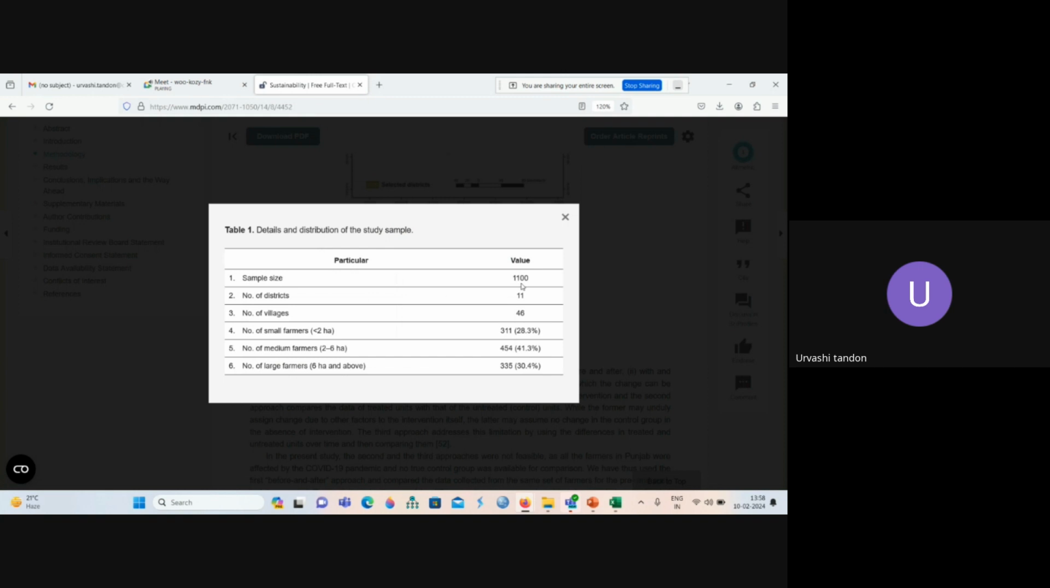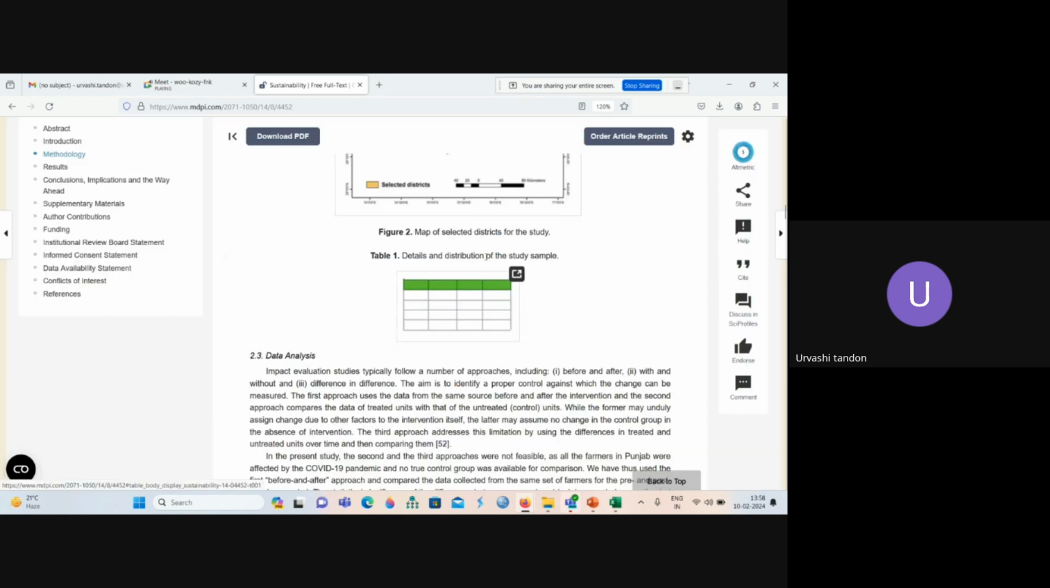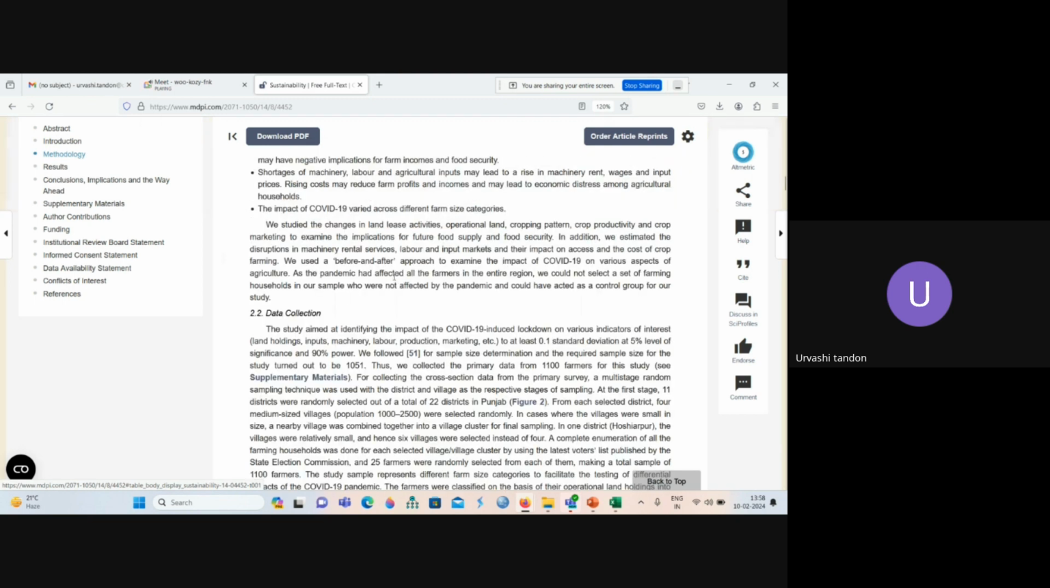the sample size is 11, number of districts is 11, then number of villages, number of small farmers, those who have less than 2 hectares, and then medium farmers, and then large farmers. So this is a combination of random and cluster sampling which was used. So this is how multi-stage sampling, nowadays, is very important, right?